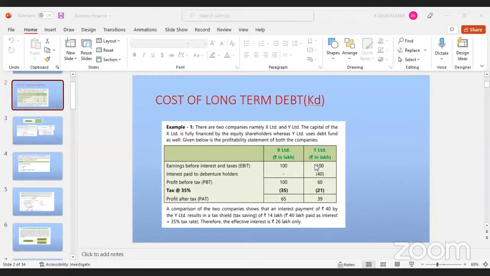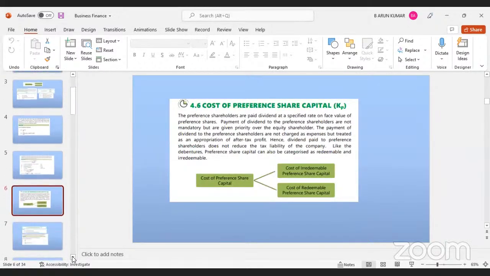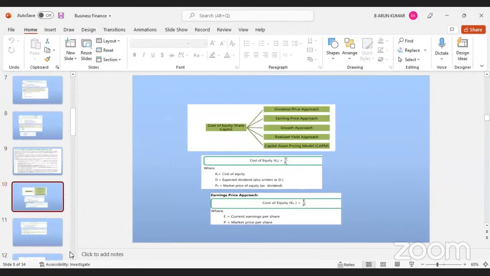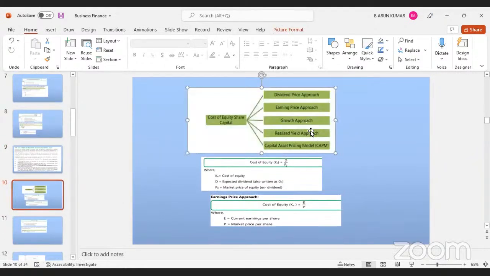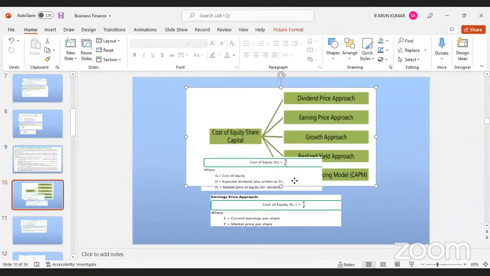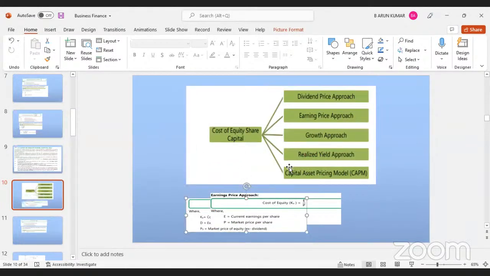In the previous class we discussed the cost of debt and the cost of preferential shares. Now we are discussing the cost of equity share capital. How do we find the cost of equity shares? Different methods are there: the dividend price approach, second the earning price approach, third the growth approach, fourth the realized yield approach, and fifth the capital asset pricing model.